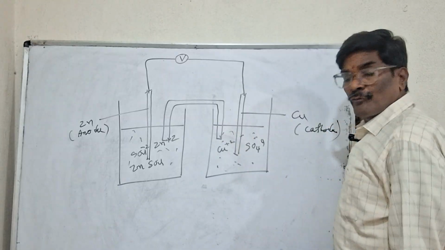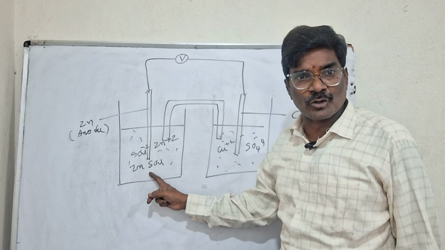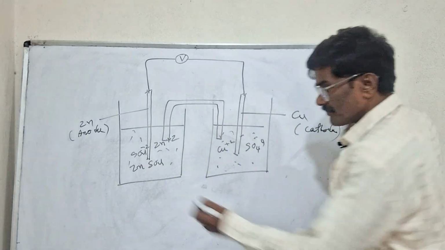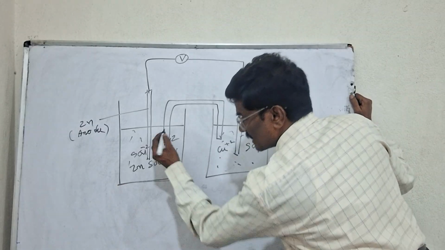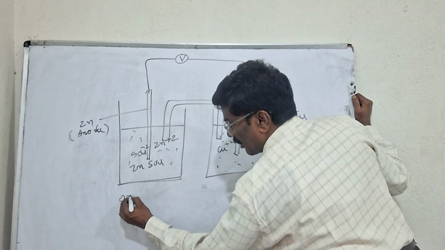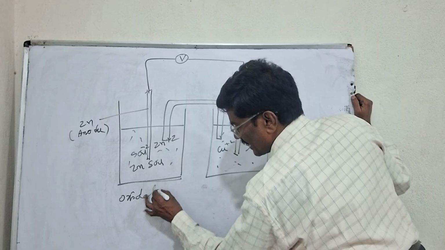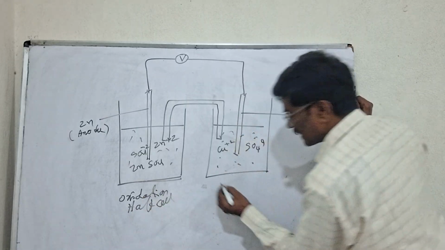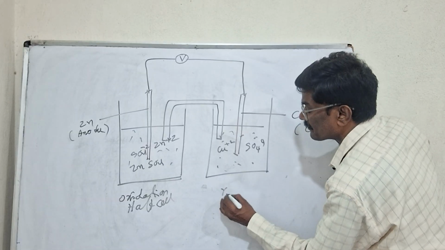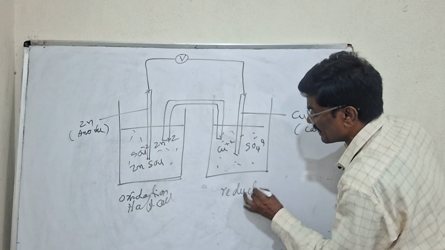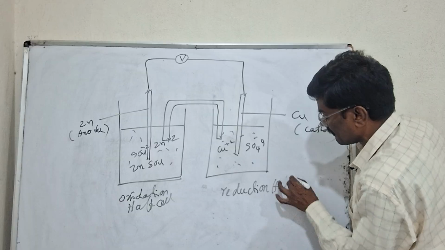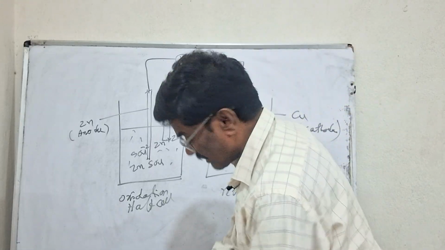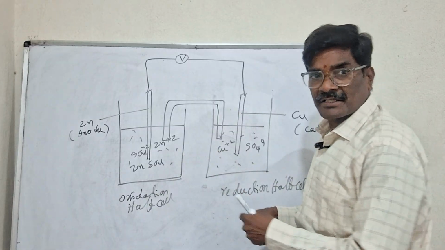Now we should know what happens in this solution, what happens in this half cell. This is called the oxidation half cell. This is the reduction half cell. Why is it called the oxidation half cell? Because an oxidation reaction takes place.